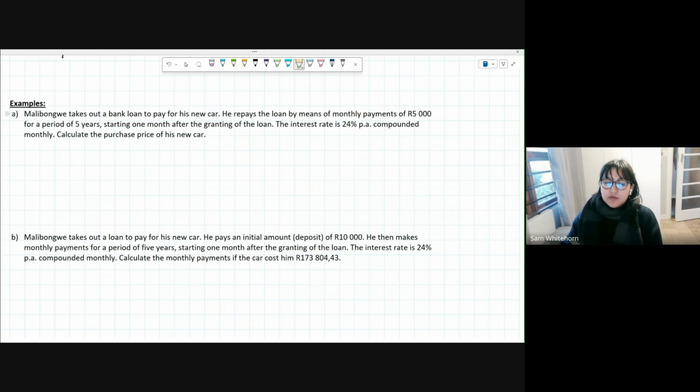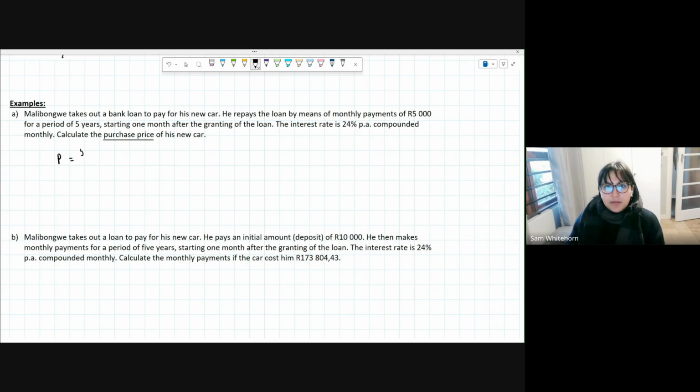The interest rate is 24% per annum, compounded monthly. Calculate the purchase price of his new car. Okay, so we are wanting to figure out what this new car cost him. So, loan scenario, present value formula.